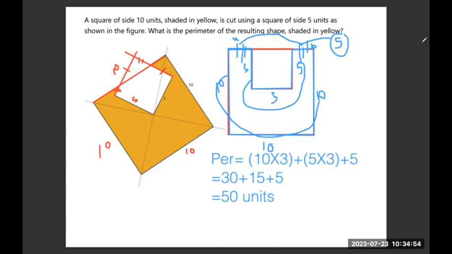Okay, I'm not clear, but another solution works out. If your method also gives 50, then it's fine. That's not a problem, but I'm still not clear with your method. If you come to class, we can discuss that. Okay, sorry, it's okay.